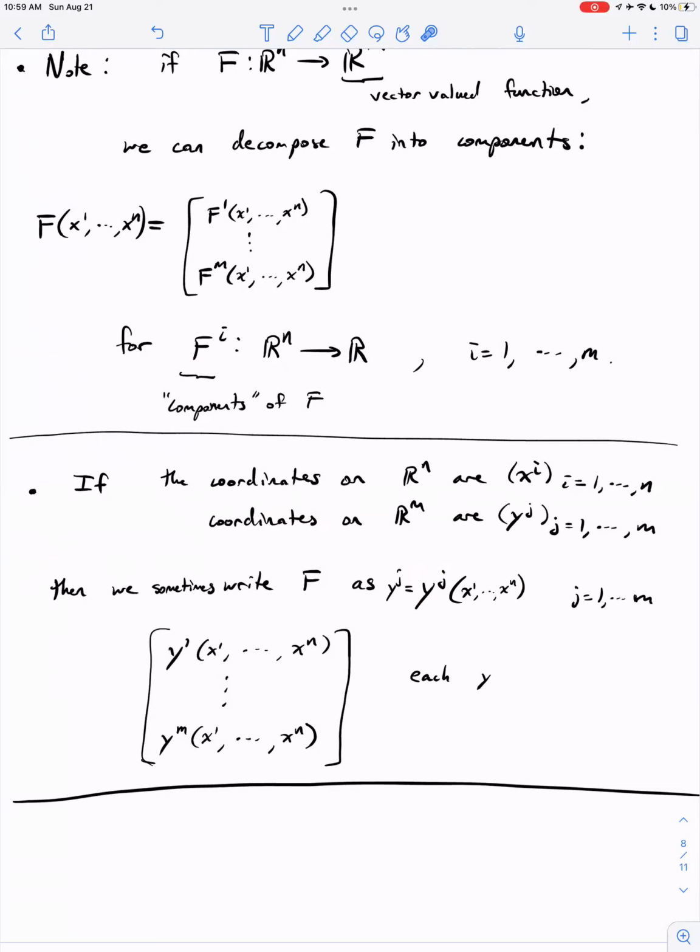Okay. I don't know what I was writing. This is not anything. Okay, that's just the thing.